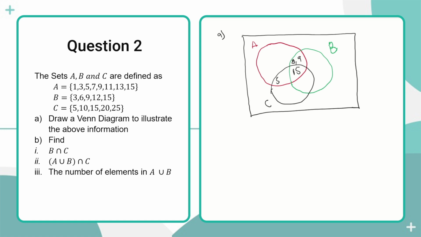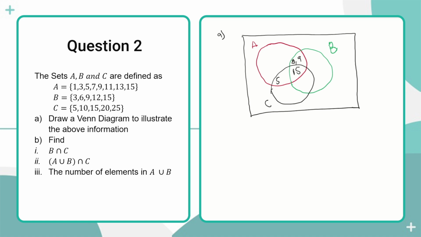So we can put 5 here. And then we can find 7 in A, we can find it in C. We can find 9 in A, it is not in C. We can find 11 in A, it's not in C. Then we have 13, it's not in C. 15 is in C, but it's covered where we have A intersection B intersection C, right?